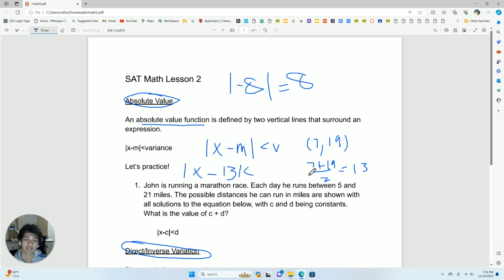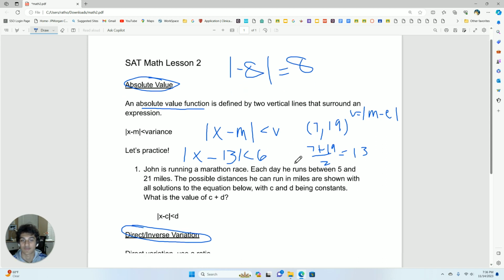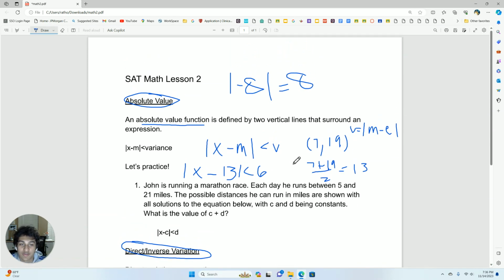And this is less than the variance. The variance is just the absolute value of the midpoint minus one of the endpoints. If I picked 7, because it's easy for me to do that, I would do 13 minus 7, and I would get 6. That is the value of the variance. So 13 minus 7 is 6, and I'll put that there. And you can check it with any number.